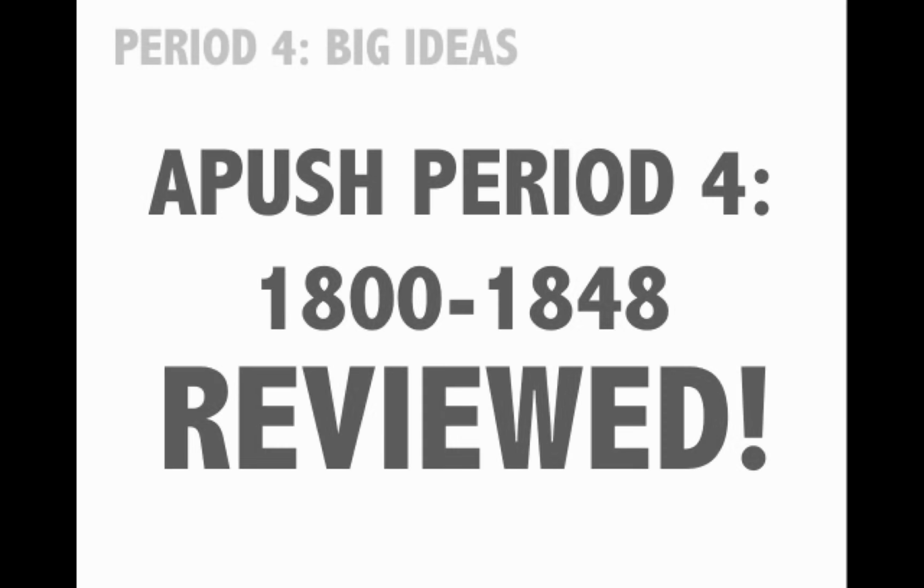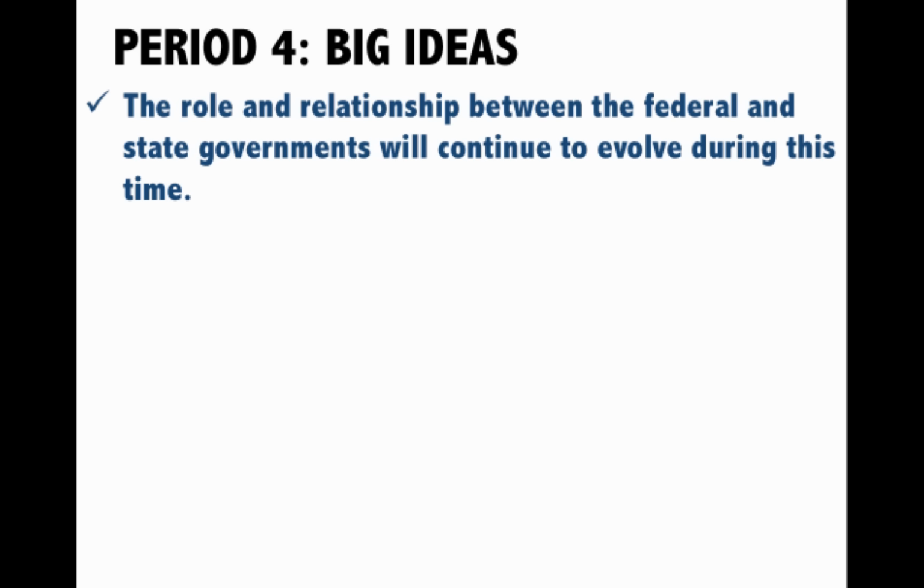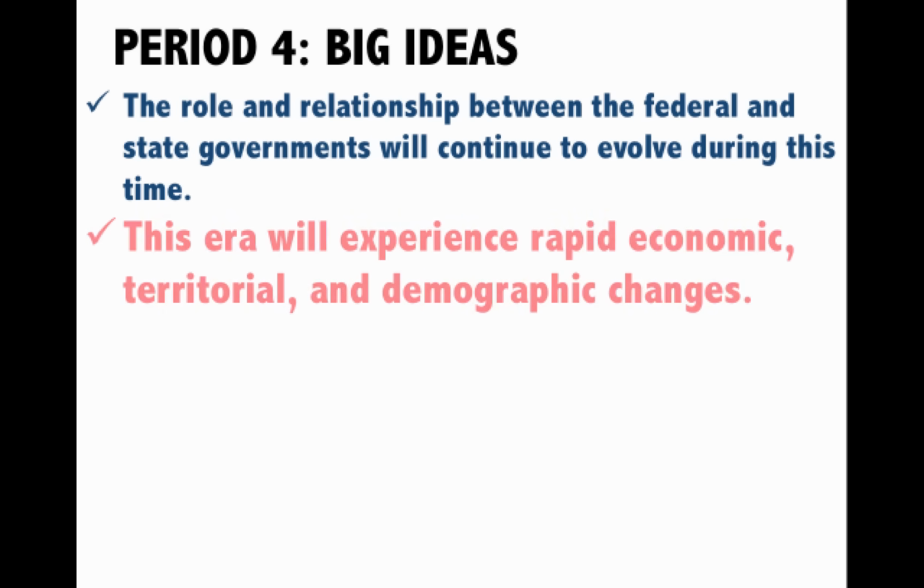Today we are taking a look at APUSH Period 4, which goes from 1800 to 1848, and today we've got it reviewed for you. So real quick, the big ideas, really simplified. The role and relationship between the federal and state governments will continue to evolve during this time. So you're going to see this theme in today's presentation.